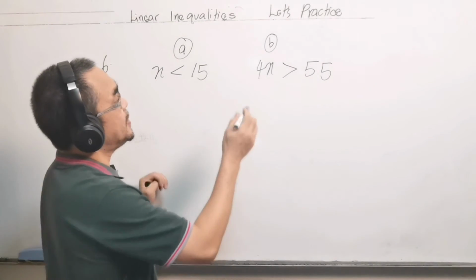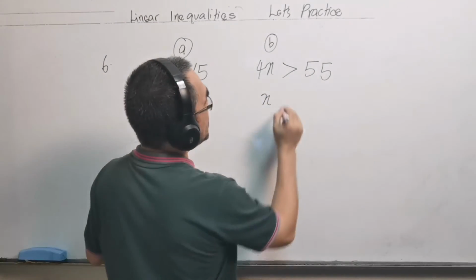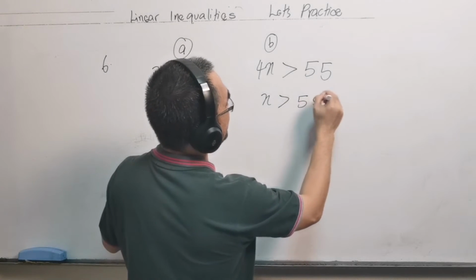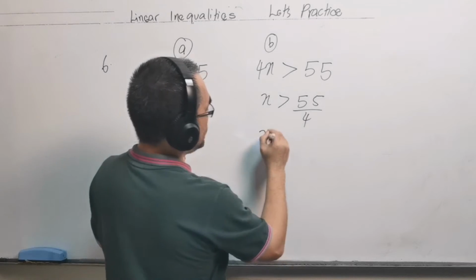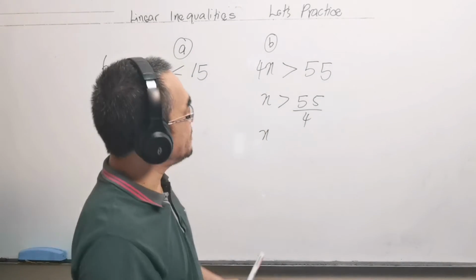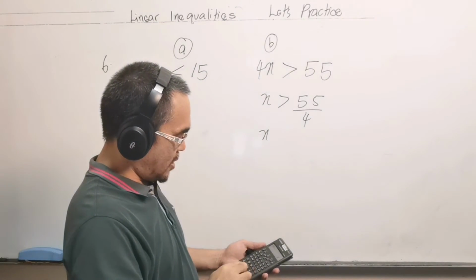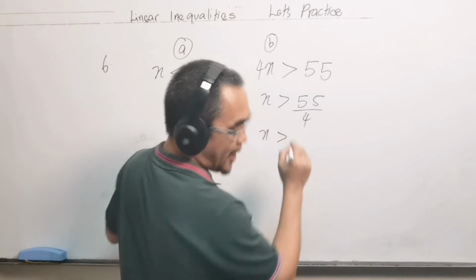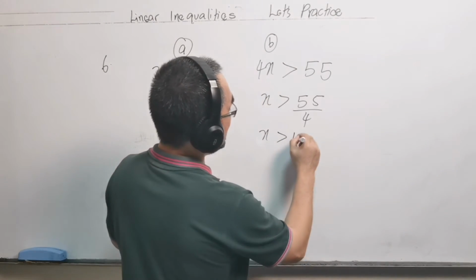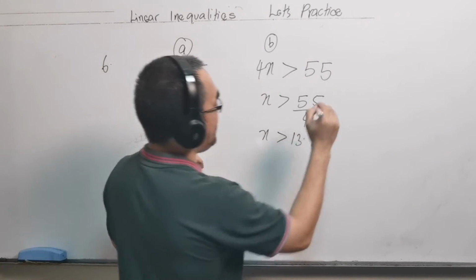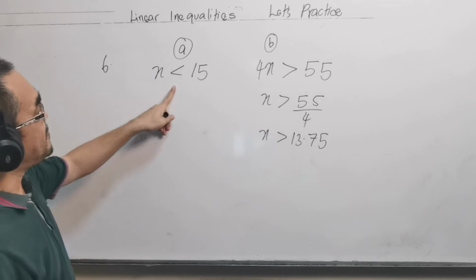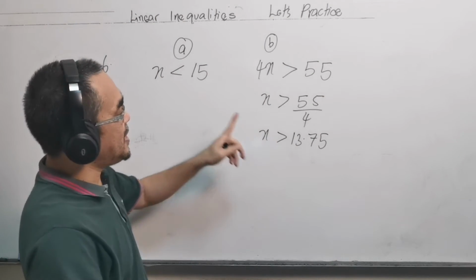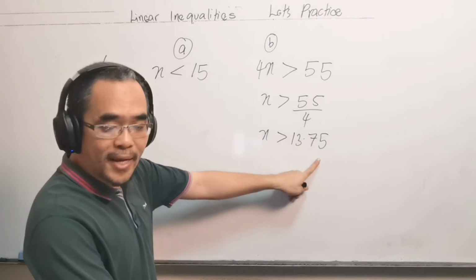Okay, and for x, x is more than 55 over 4. 55 divided by 4 is 13.75, so x is more than 13.75. Then the first one says that x is less than 15. This one is x more than 13.75.